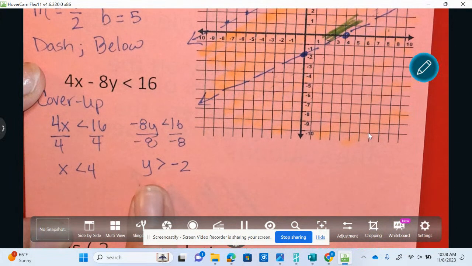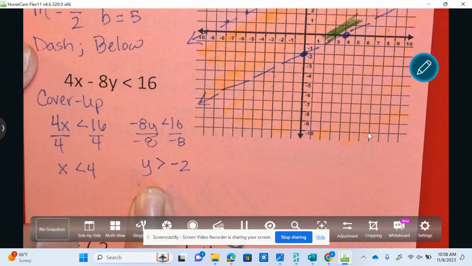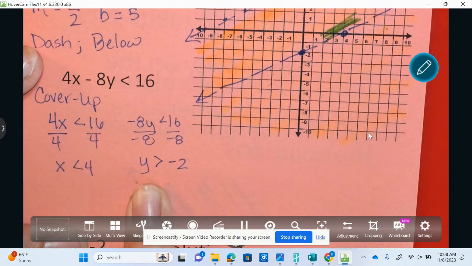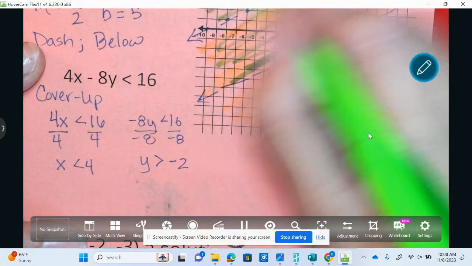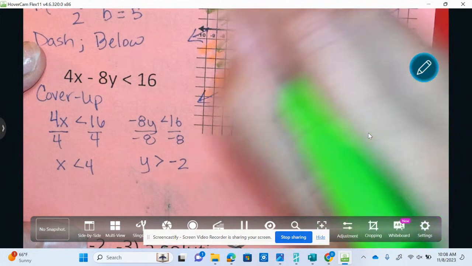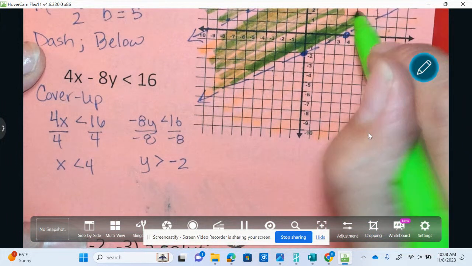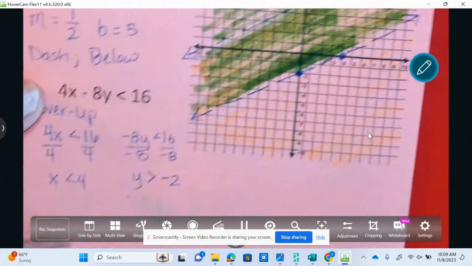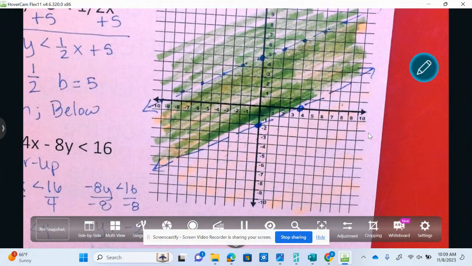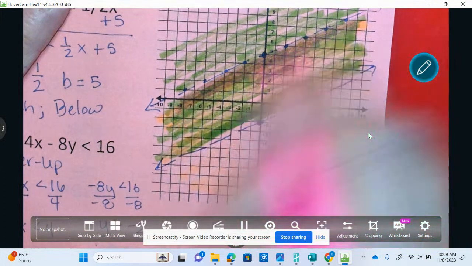Okay. Now let's look at the y. For the y, it says I'm shading all values that are greater than what? Negative 2. That's on the same side. Do you guys see how that works? So you're shading above. The solution is the spot where the two inequalities overlap. So this is my solution area.